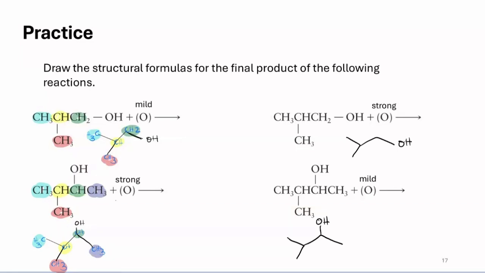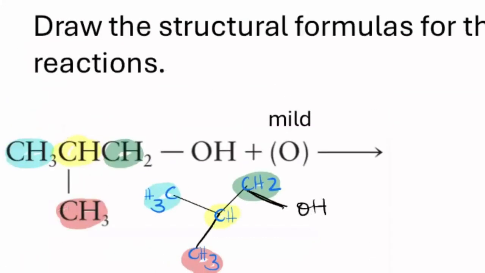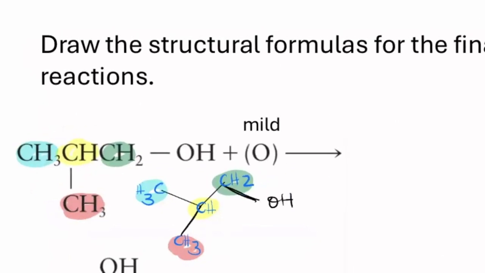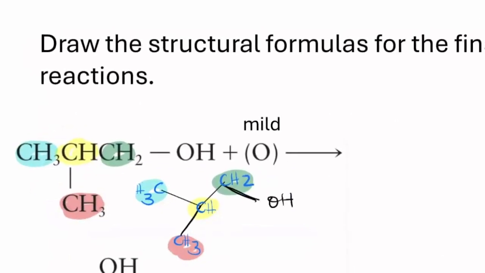I'm going to zoom in now to actually predict the products. Here, whenever I have an alcohol and I need to determine what is the product of the reaction upon oxidation, I must classify my alcohol. Since the carbon that is holding the OH is only connected to one carbon chain, this is considered a primary alcohol.